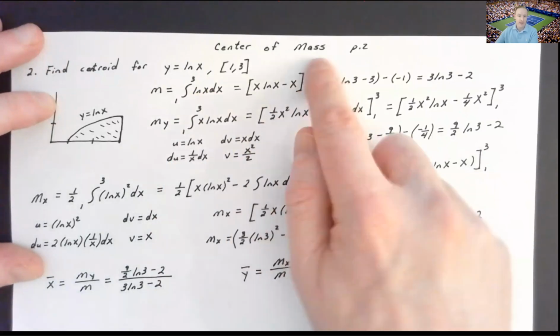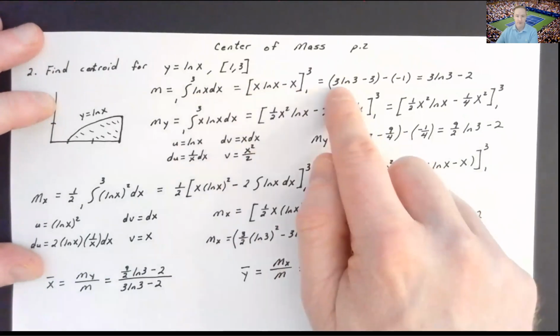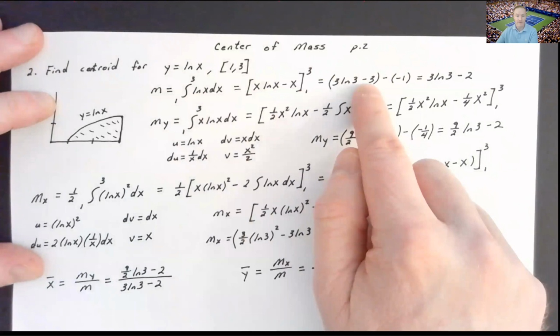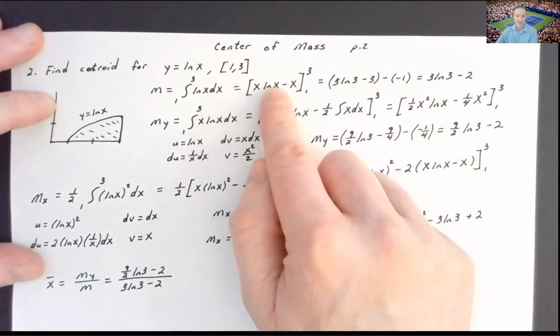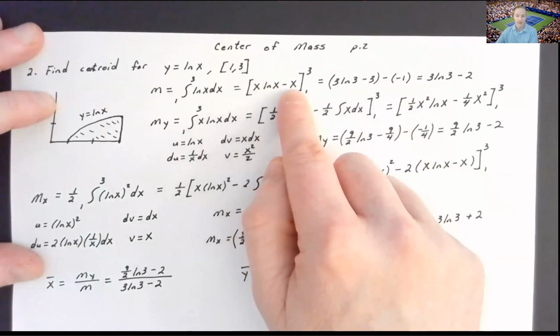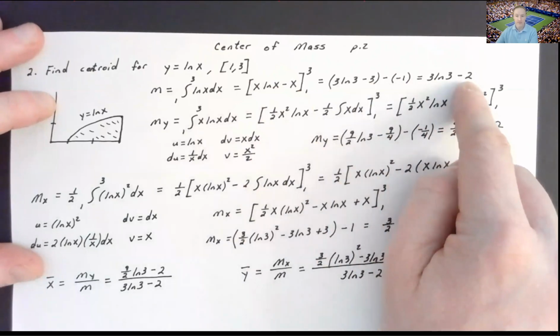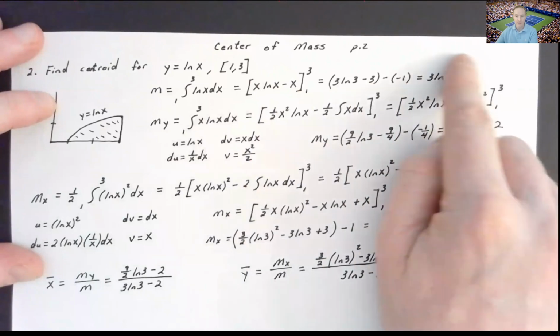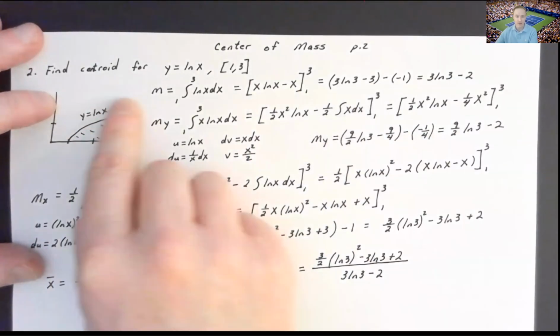We're evaluating that from 1 to 3. When I plug in the 3, we'll have 3 natural log of 3 minus 3. When I plug in the 1, we know natural log of 1 is 0, so the first term cancels, but I'll still have a minus 1 there. So minus a negative 1, that's going to give me 3 natural log of 3 minus 2. That's going to be the sum of the masses of this entire region here.